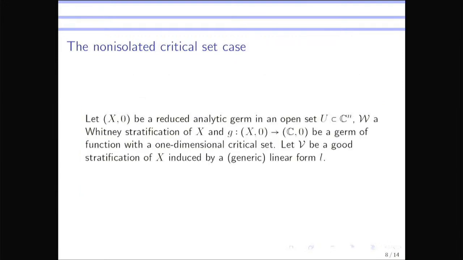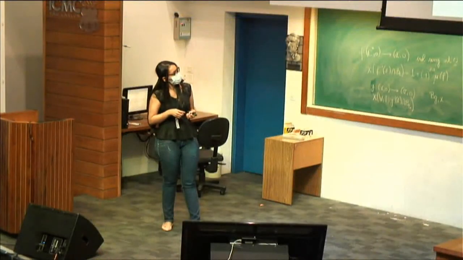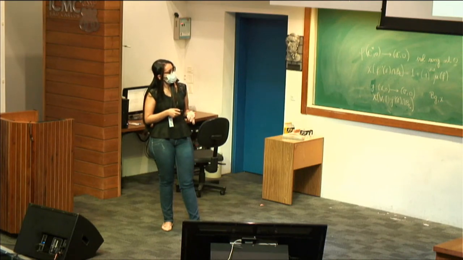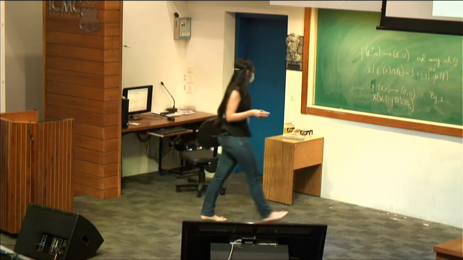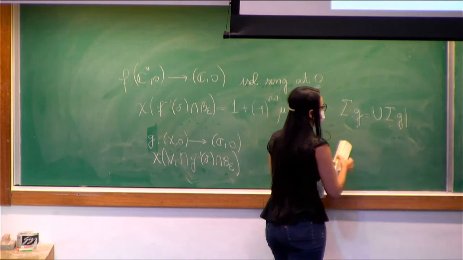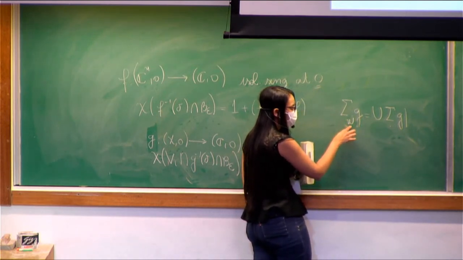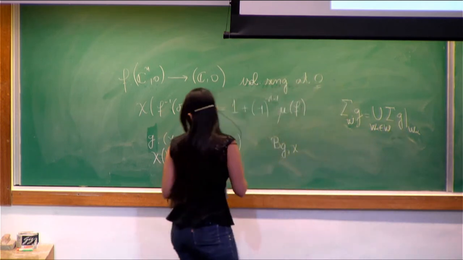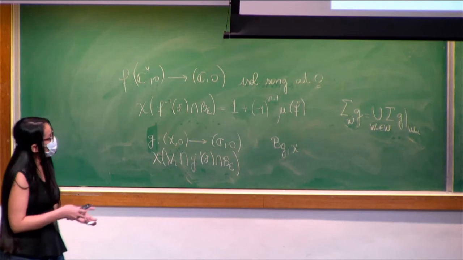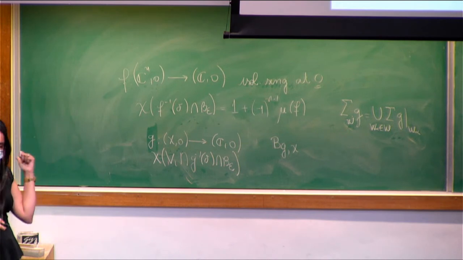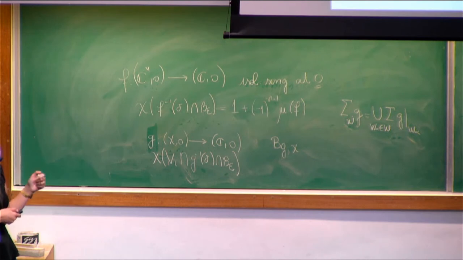So now let's see what we have in the non-isolated critical case. We take a complex analytic space X, and we have a Whitney stratification I denoted by W here. And G will be a germ of function with a one-dimensional critical set. This critical set I'm looking at in the stratified sense, following my notation in the slide. So with this Whitney stratification, if we take a linear form L, we can construct, following the example of Massey, a stratification induced by this linear form.